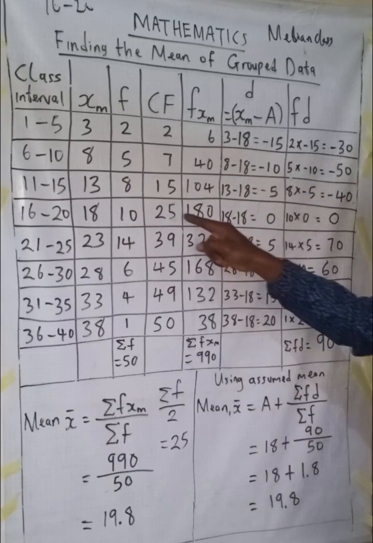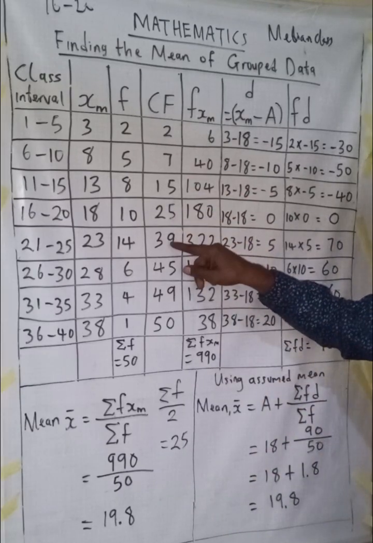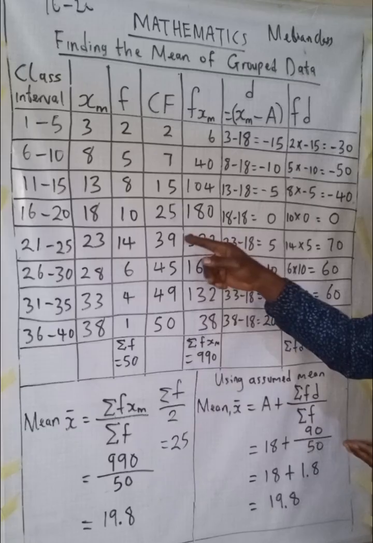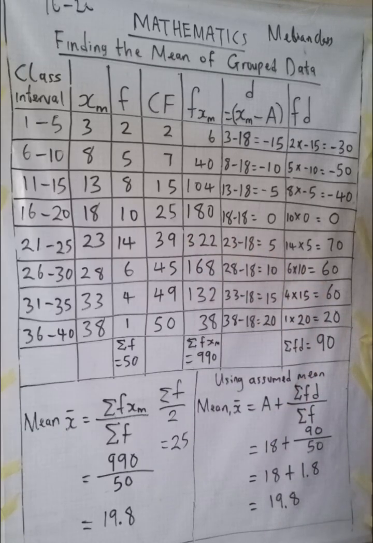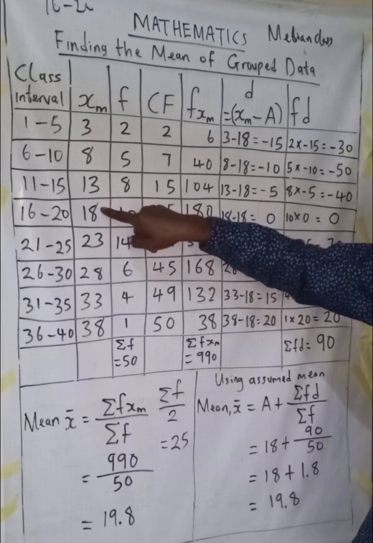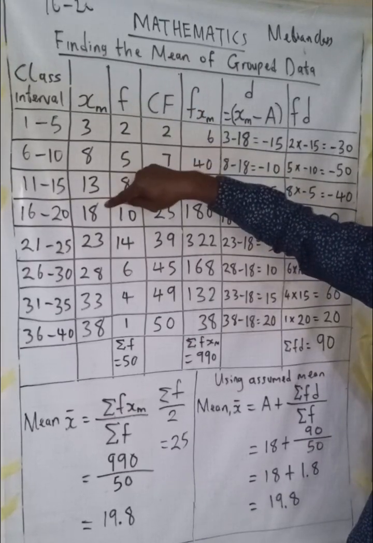But if there is no 25 on the dot, you will now check the one that is bigger than 25, but it should be the smallest bigger than 25. That would have been 39. So now our assumed mean is 18. It should be the value of the class mark. The assumed mean should be the value of the class mark.